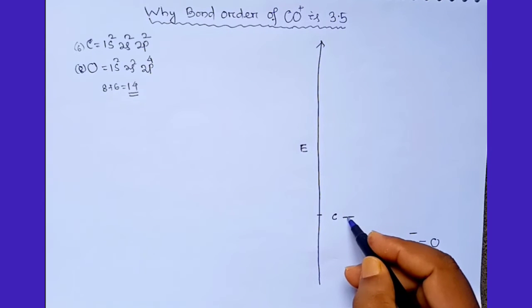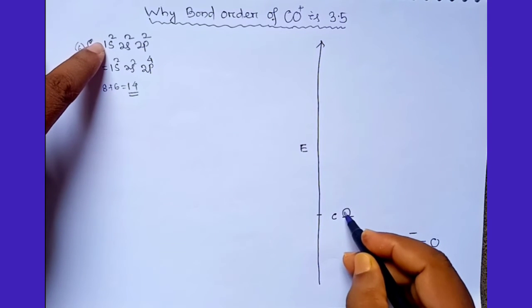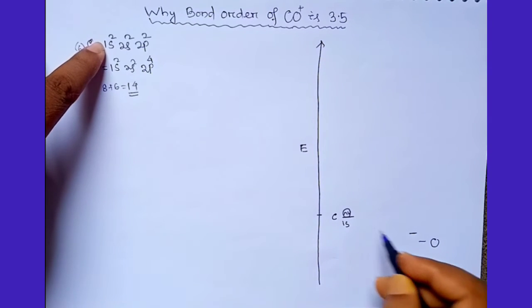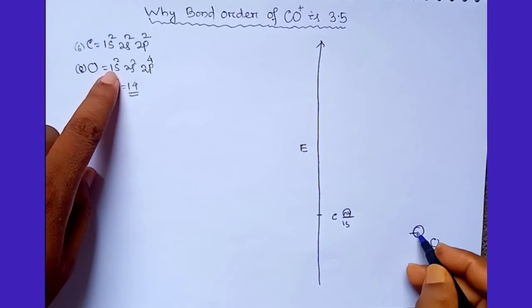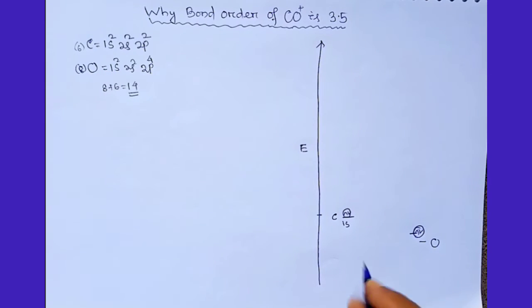Now carbon has 1s2, so here we will put two electrons in the 1s orbital, and oxygen also has the electron configuration 1s2. Now these two atomic orbitals, 1s of oxygen and carbon, combine to form two molecular orbitals: one is a sigma bonding molecular orbital, one is an anti-bonding molecular orbital. One more thing to note here: the bonding molecular orbital will be more similar to oxygen, and the anti-bonding molecular orbital will be more similar to carbon.